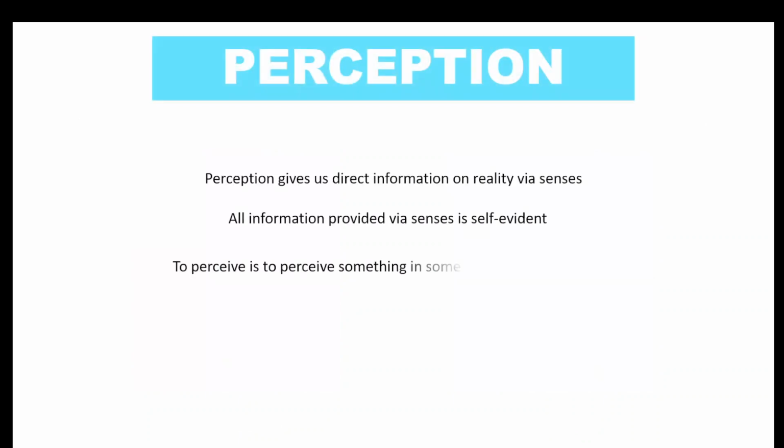So what do I learn from it? Well, basically, perception gives us direct information on reality. That is, from your senses, we have learned that so far. All information provided by your senses is self-evident. You just have to look, basically. And to perceive is to perceive something out there in some form, by a certain organ or your senses. And all forms of perception are valid, because you are observing the same thing even if it appears differently to you. Okay, and senses are valid.